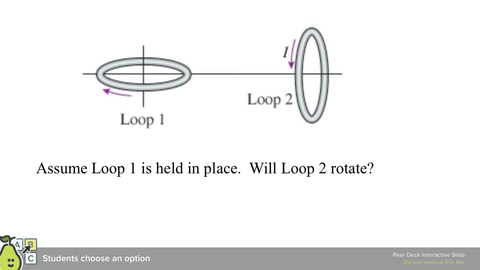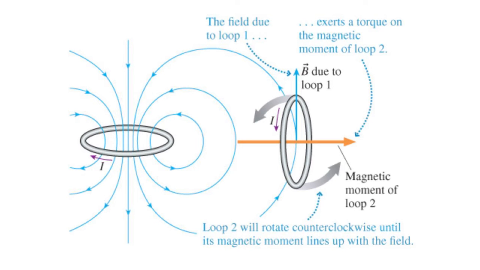Assume loop 1 is held in place. Will loop 2 rotate? We see that it will. If we take our right hand and curl the fingers along the current of loop 1, our thumb points downward, so the field goes this way and loops around. If it's not on the axis, it loops around to come back in. At the point we're talking about, it happens to be pointing up. The magnetic moment of 2, going around with our right hand, is pointing this way, so there will be a torque to try to align this arrow with that arrow. There'll be a counterclockwise torque.